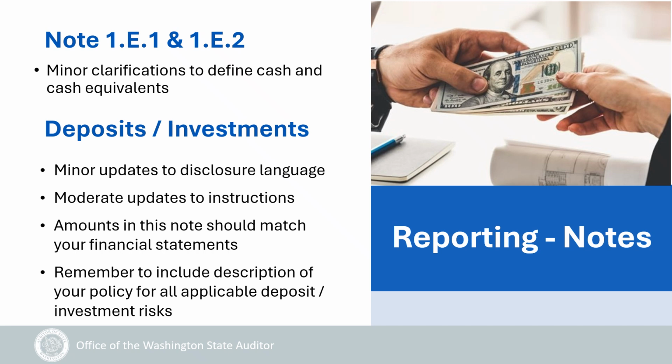For your deposits and investment note, there were minor changes to the BARS sample disclosure language. We did spend time updating the instructions to preparers to help make it clear on what needs to be included in this note, including reorganizing and clarifying the instructions. Remember that the amounts listed in the note should tie to the amounts reported in the financial statements. Additionally, the government needs to ensure there is a disclosure for the different deposit and investment risks, such as credit risk, interest rate risk, and concentration risks.